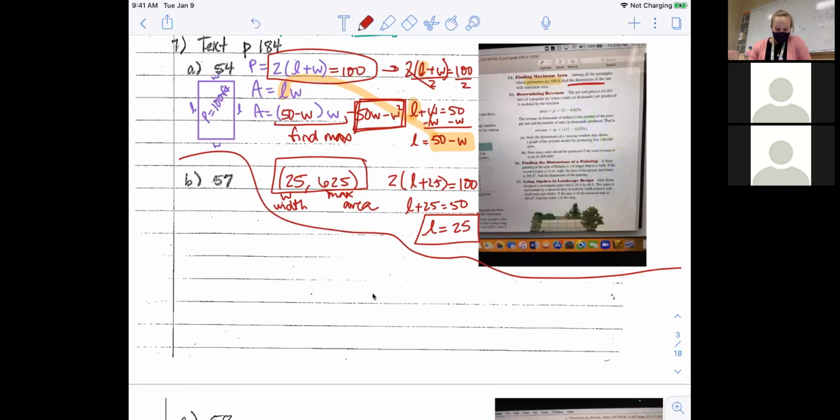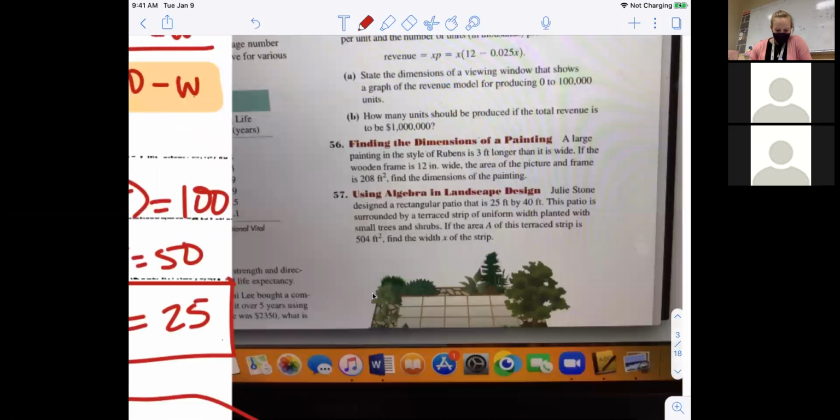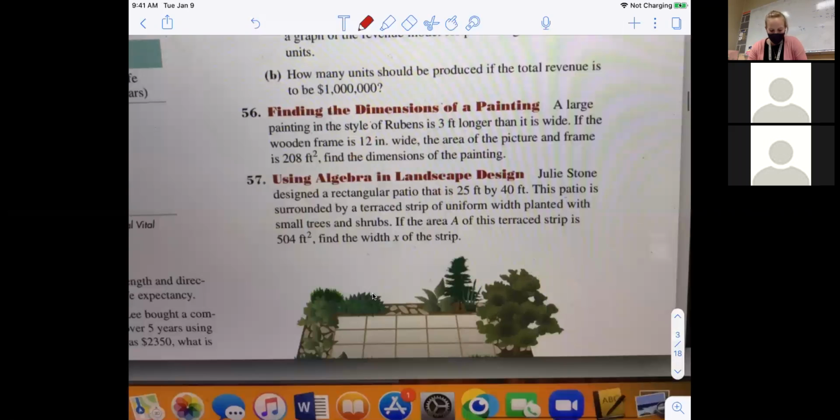Okay, so 57, it says, Julie Stone designed a rectangular patio that is 25 feet by 40 feet. This patio is surrounded by a terraced strip of uniform width planted with small trees and shrubs.